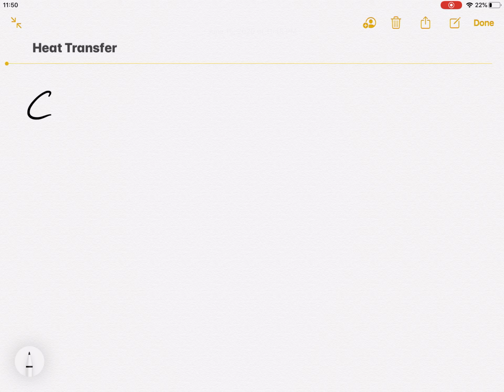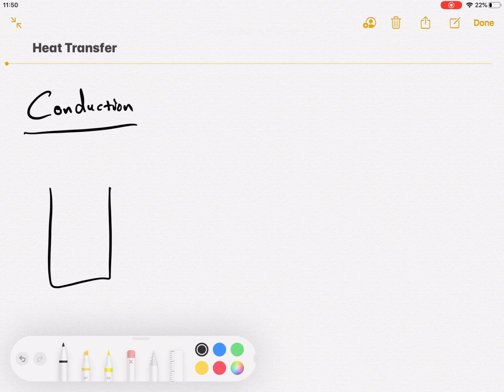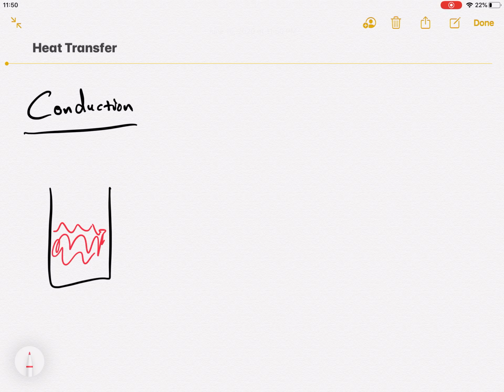The first one is conduction, which is just heat transfer through a material from atom to atom, right? So atom to atom transfer would be like you put a spoon in, say, a cup of hot tea, right? And so there's your cup of hot tea. How do I know it's hot tea? Sure, it's red. Red is hot, right?